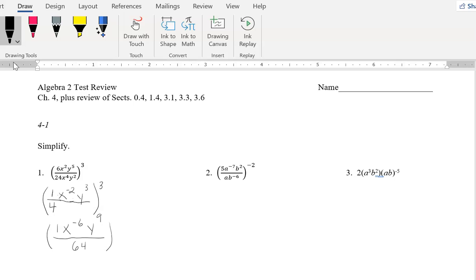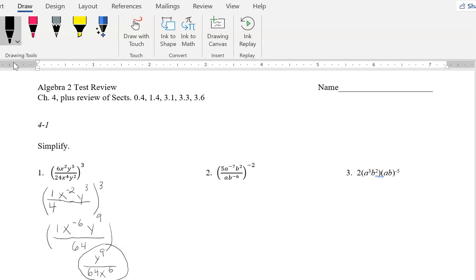Okay, so the only thing that needs to be changed before I get to my final answer is you never want to leave a negative exponent in an answer. So all we have to do to fix this is make this become x to the positive 6 in the denominator. So just move it down to the bottom, and then you can change the power. So the final answer, I'll just put that so we can squeeze it in down here. This is going to be y to the ninth in the numerator over 64 x to the sixth. And that ends up being your final answer for number 1.